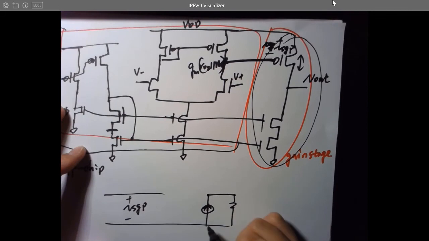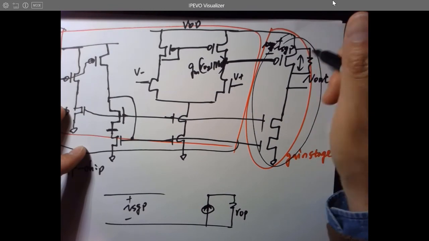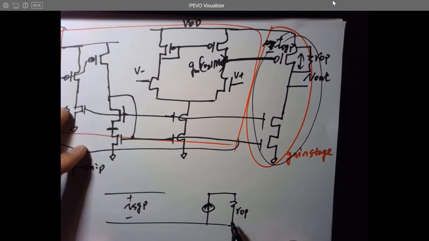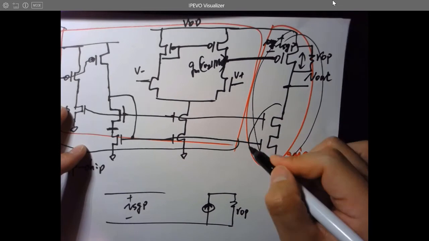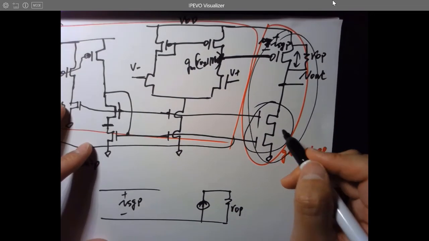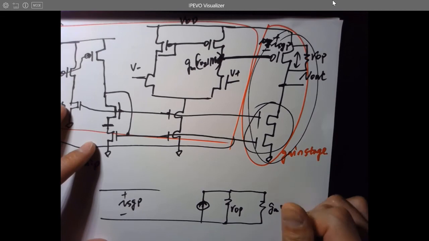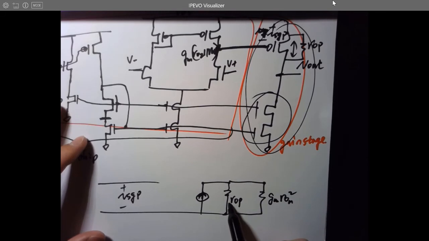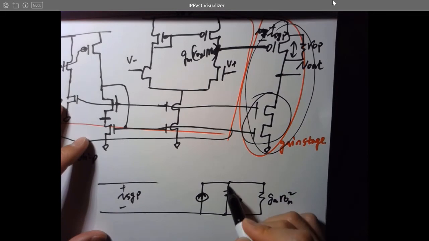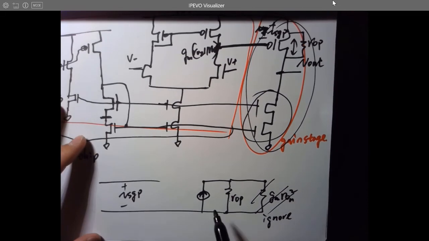And there will be a resistor, which is called ROP for this device. Of course, it's going to have a pretty high resistance. Remember this one? What is this? This is gm ro square. So it's going to have a gm roN square, and this is super large. This is way larger than this one, probably thousands of times larger than this guy. So when these two resistors are in parallel, we can directly ignore this because they are too large.